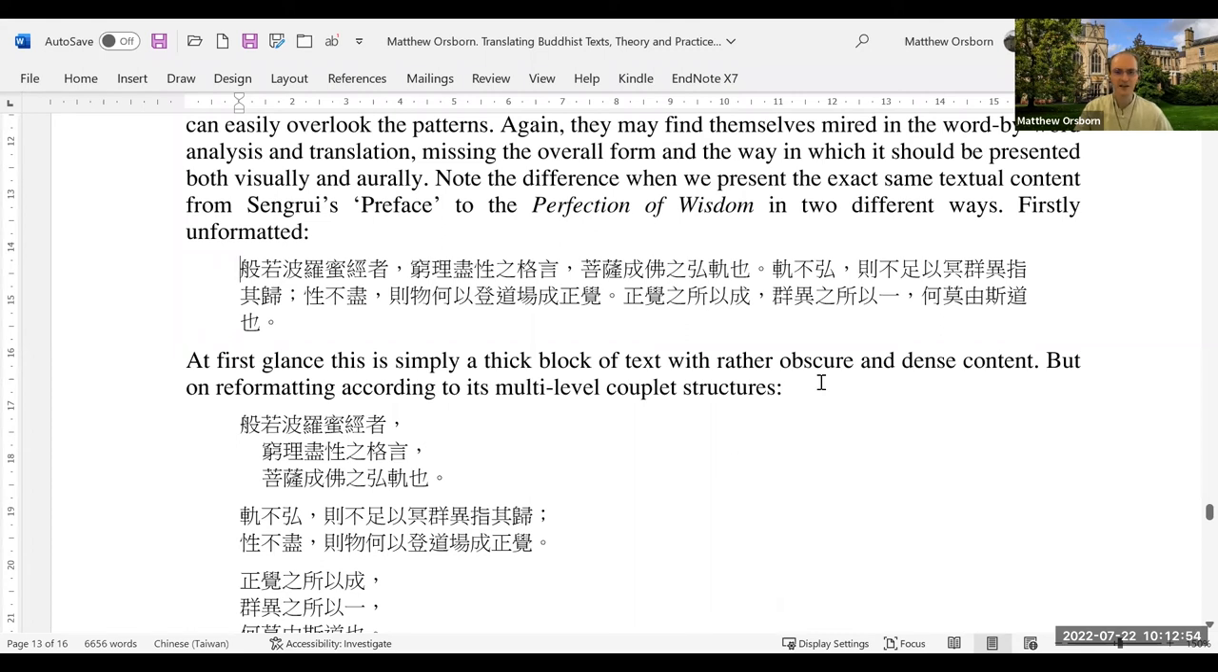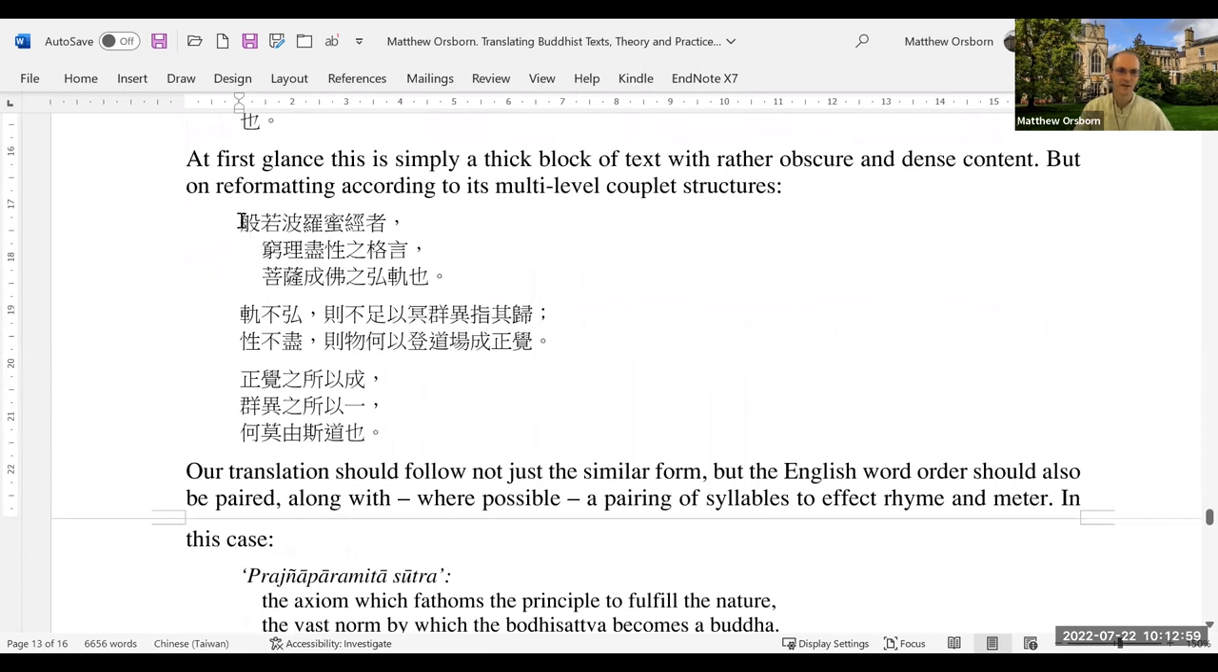So at first glance, this is simply a thick block of text with rather obscure and dense content. But on reformatting it according to its multi-level couplet structures, it becomes a bit poetic. So I don't know if I should read it out again. Maybe I should.